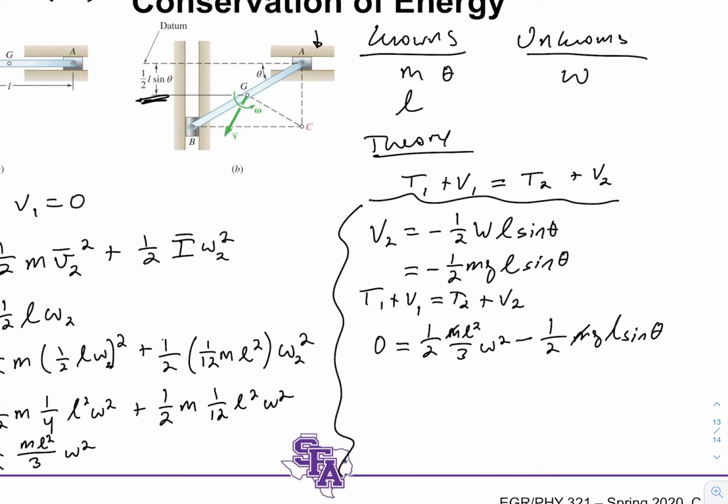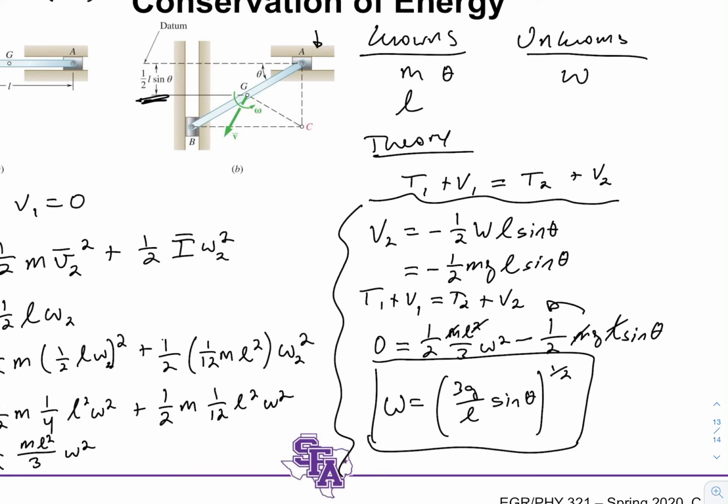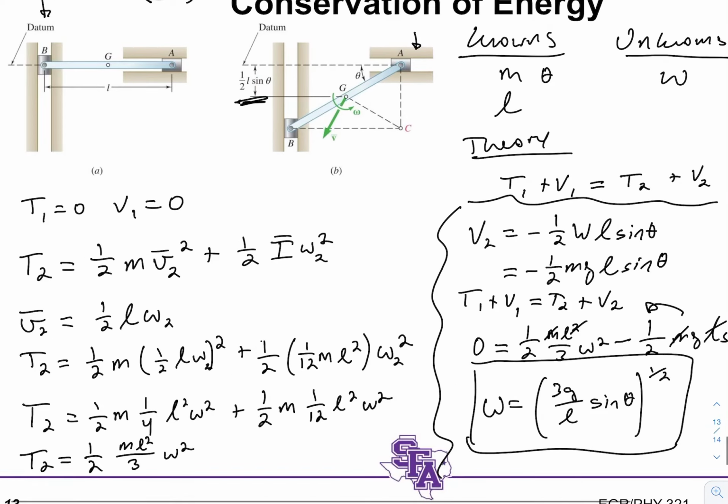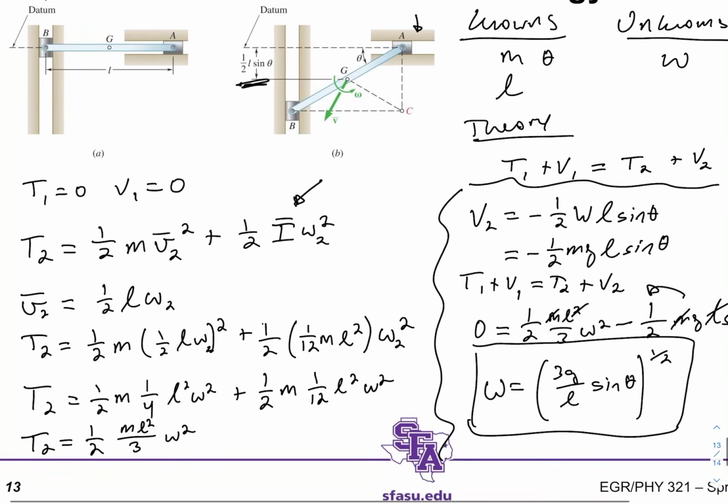I get this first term is equal to 0. That's equal to my 1/2 m L squared over 3 omega squared minus 1/2 mg L sine theta. My masses will cancel out here. This L is going to cancel out with this squared term here. I can move this term to the other side, and so I'm left with omega is just equal to 3g over L, and this will be sine theta to the 1/2 power. Okay, and so that would be my answer for this particular problem.